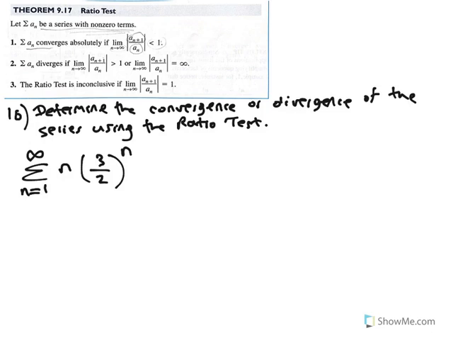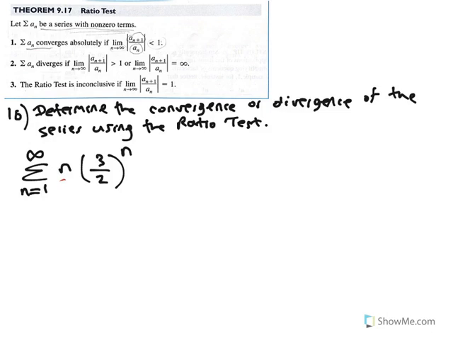So here we're looking at number 16, determine the convergence or divergence of the series using the ratio test. One thing to note is that this is not a geometric series. And the reason why it's not a geometric series is because of the n that you have here. So you cannot use the geometric series test. But the instructions say determine the convergence or divergence of the series using the ratio test. So we'll go ahead and do that.